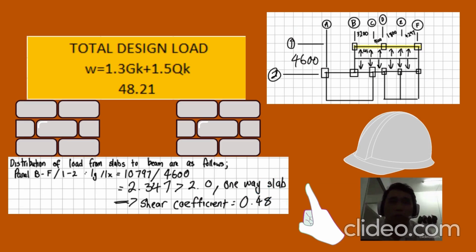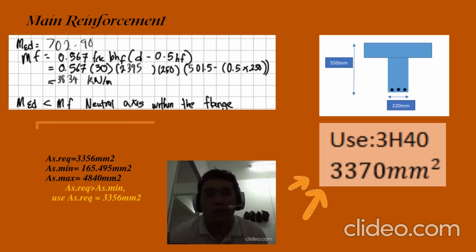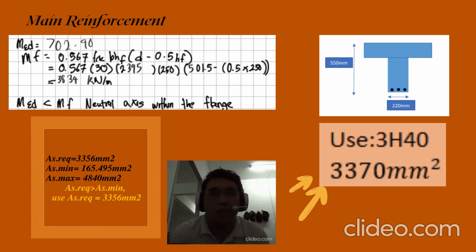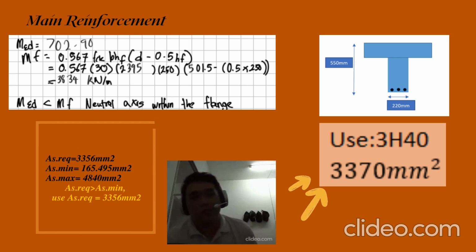So the total design load, my W I get 48.21, and as you can see, my panel BF1 to 2, I get one-way slab, which is more than 2.0, and my shear coefficient I get 0.48. So as you can see, my MED I get 702.90 kilonewton, and as you can see, my MF I got 38.84, which means actually there's a typo there.